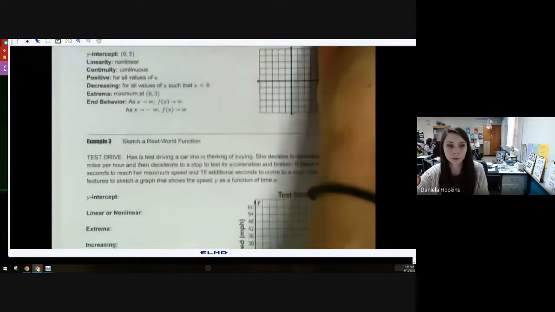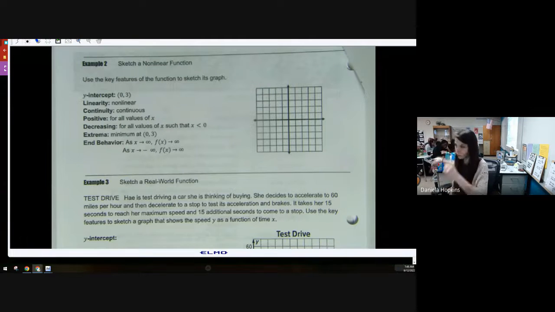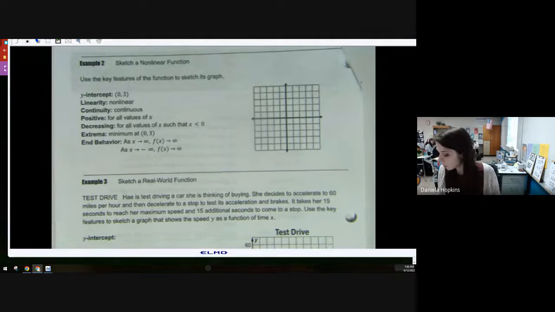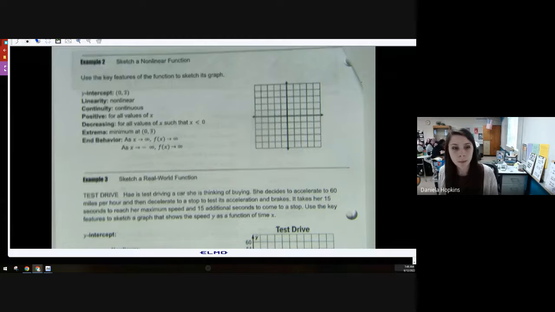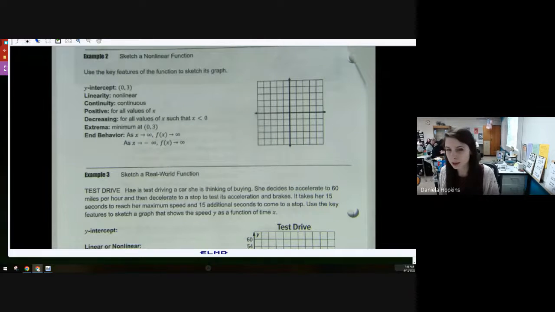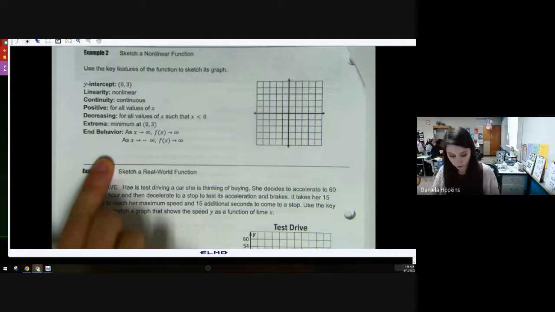All right, so example 2, sketch a nonlinear function. Now, this could be really complicated. I'm going to tell you right now, we're not going to make it really complicated. It's not going to be some crazy, super bumpy thing. It's probably going to be some kind of polynomial, like an x to the second, x to the third, x to the fourth, and so on. The important thing here is going to be your x-intercepts, which in this example it doesn't list, but on your homework it does. So it should be pretty quick.